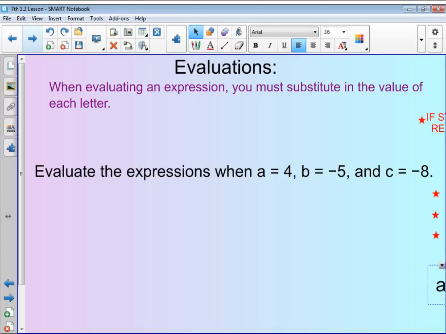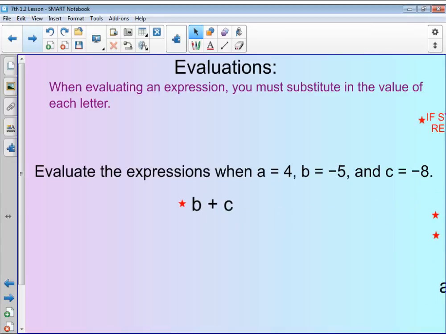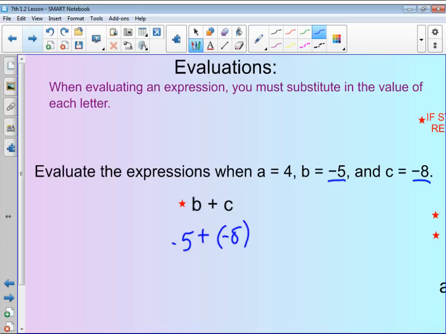Okay, so let's try B plus C. So basic substitution. Here's my B. It's negative 5. So negative 5, plus my C is negative 8. So plus a negative 8. So I'm going to look at the symbols just like we were doing before. Negative, negative, same symbol. Find the sum. So I'm going to add them together, the digits. 8 plus 5 is 13. Same symbol, find the sum, apply the same symbol. They both had negative symbols. We should have gotten negative 13.